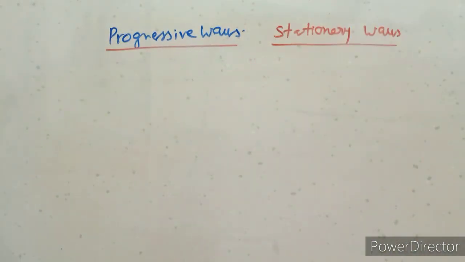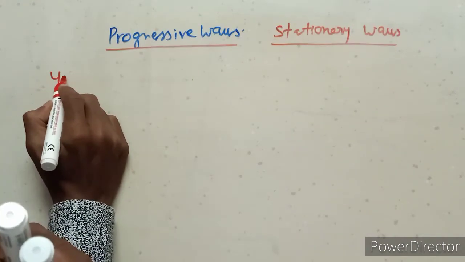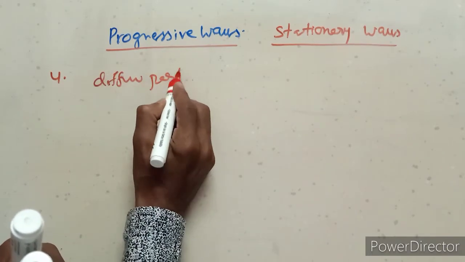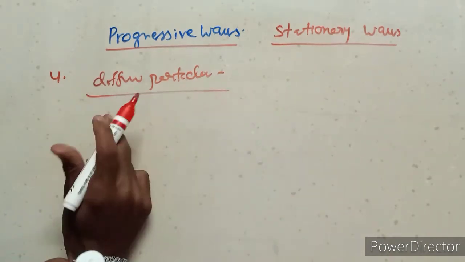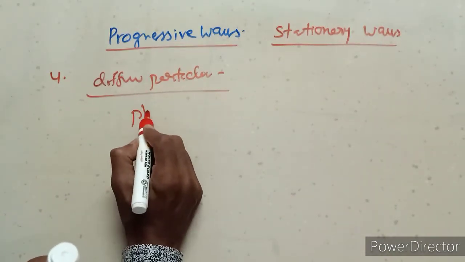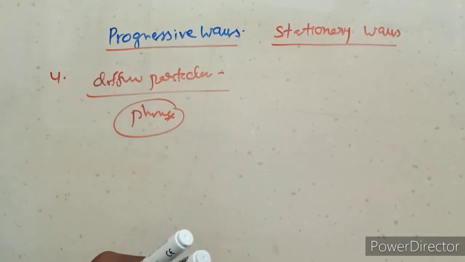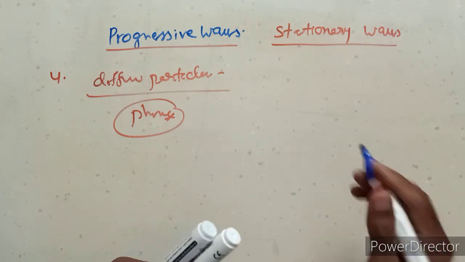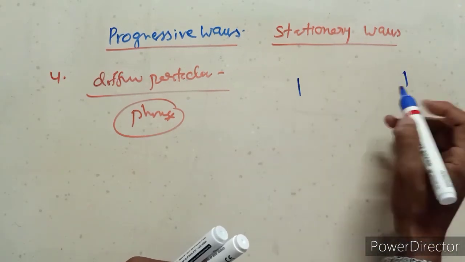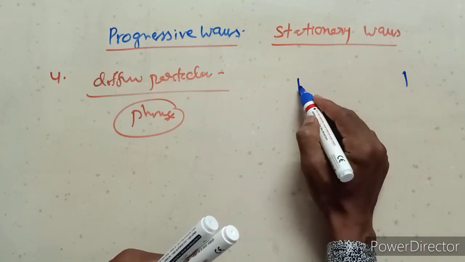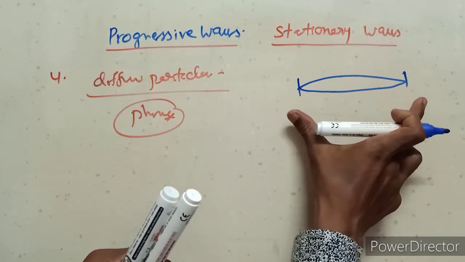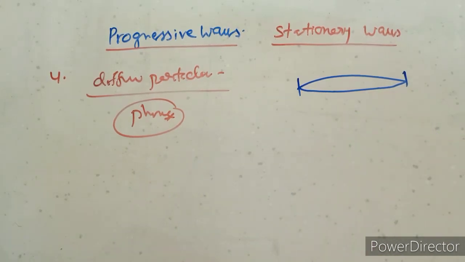Next point: in progressive waves, at a given instant, different particles of the medium have different phases. In stationary waves, all particles between the nodes vibrate in the same phase.